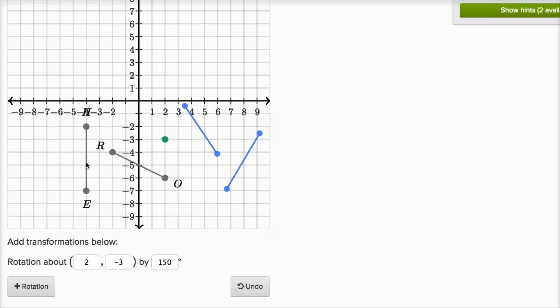So if you start with the set of points that represent line segments HE and RO, if you rotate them about the point 2 comma negative 3 by 150 degrees, and the convention is that that's going to be counterclockwise, we see that their images are going to be these two lines right over here. And we saw that point O maps to this point right over here. Point R maps to this point. Point E is going to map to that point, I believe. Yep, that's right. And then point H is going to map to that point.